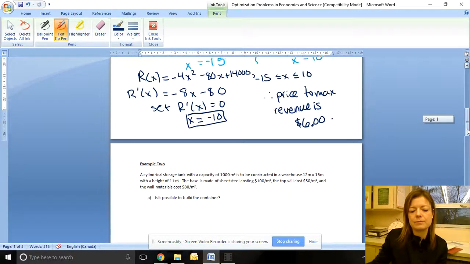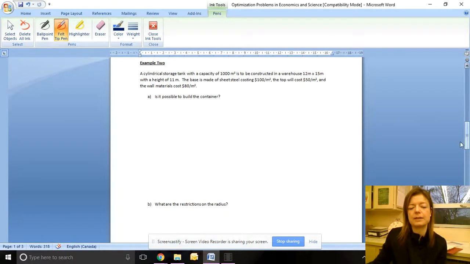Okay, so now we're getting on to a cylindrical storage tank. So this will have to do with volume and the cost of creating it. So it's the cylindrical storage tank with a capacity of 1,000 cubic meters. And they want to build it in a warehouse that's 12 by 15 with a height of 11. So then it talks about the costs, which we won't actually need till the second page. So is it possible to build this container?